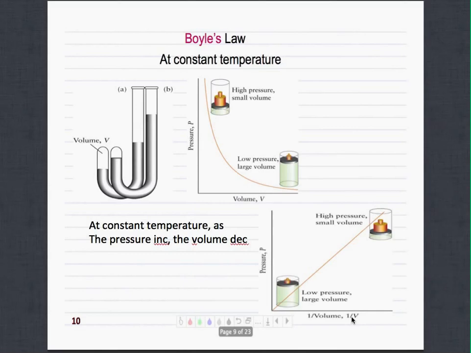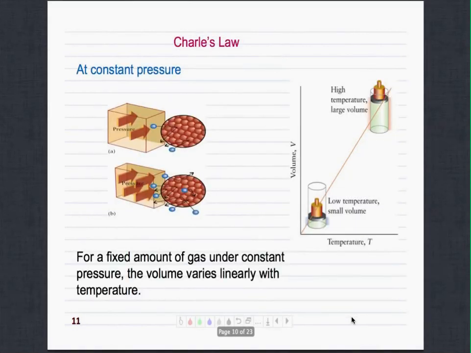Now the second law is called Charles' law. Charles' law takes place at a constant pressure, so I'm not changing the pressure, I'm not pushing the piston at all. And I have in that cylinder the same amount of gas, I'm not changing the amount. If I increase the temperature, if I begin heating that gas inside that cylinder, the gas is going to gain more kinetic energy, and it's going to begin colliding more with the surface of that cylinder, and that would increase the volume. That would make the gas push the cylinder up.